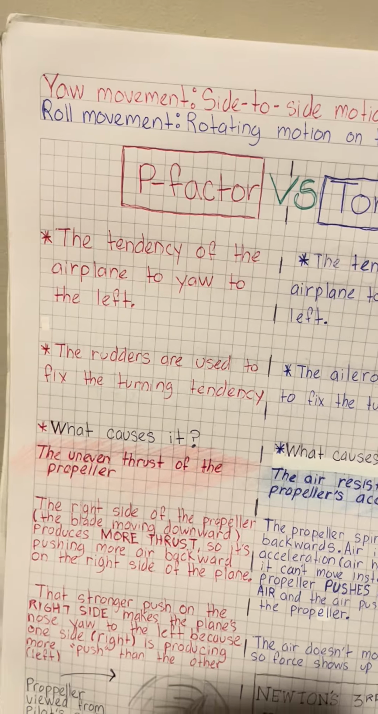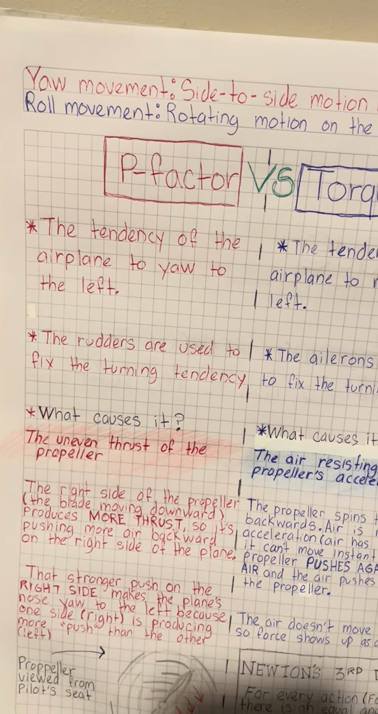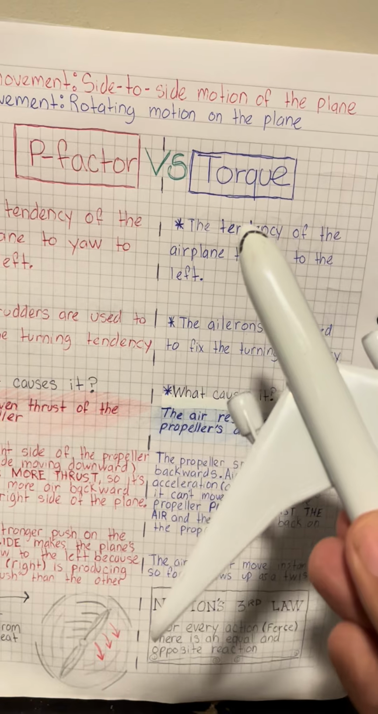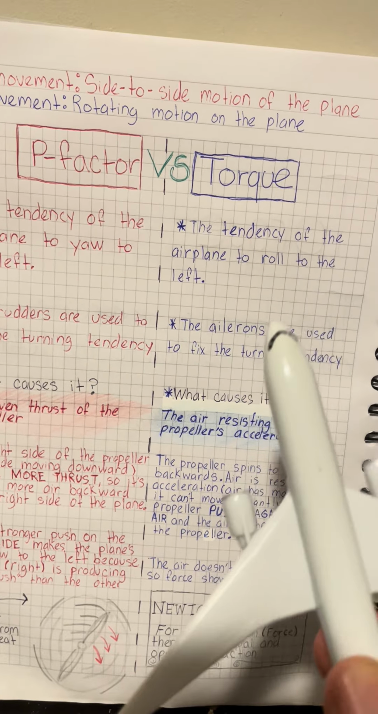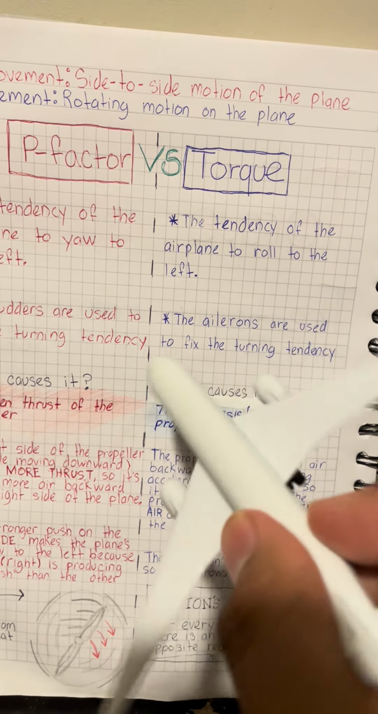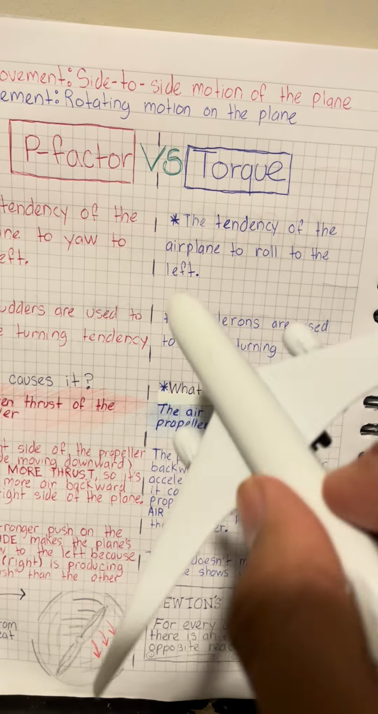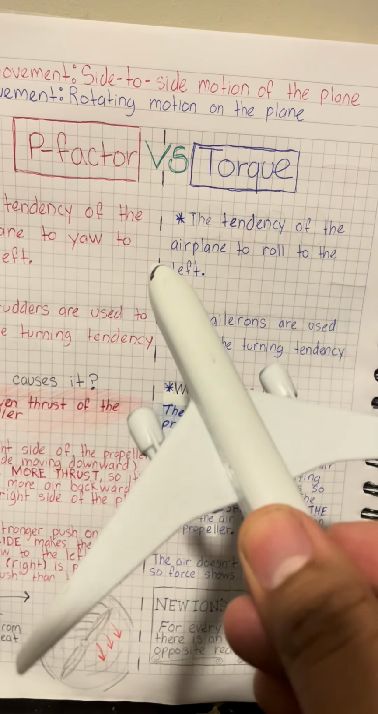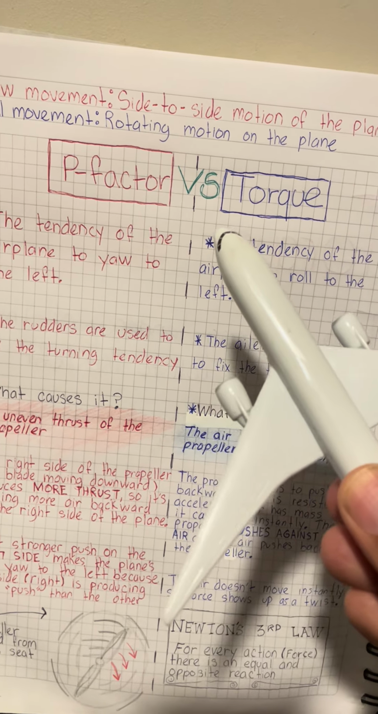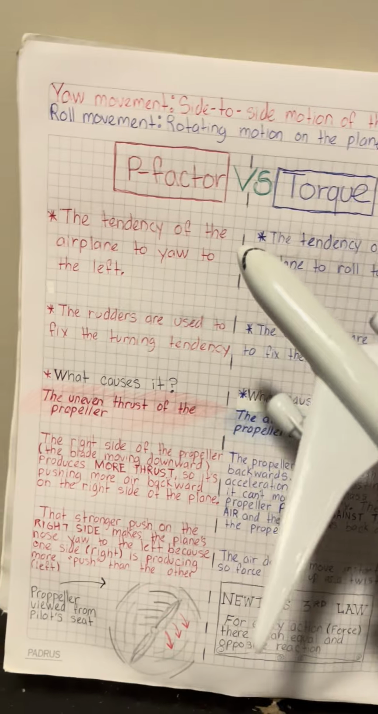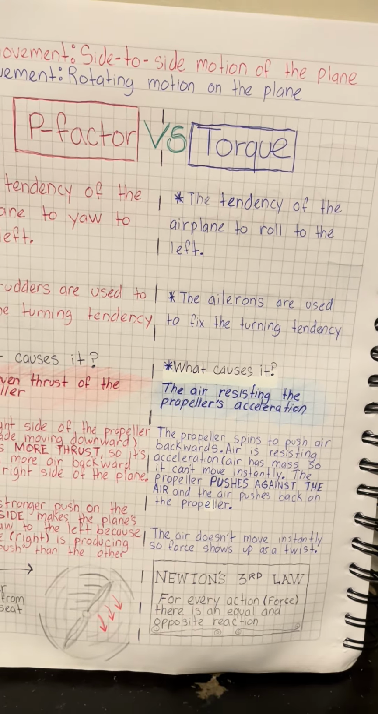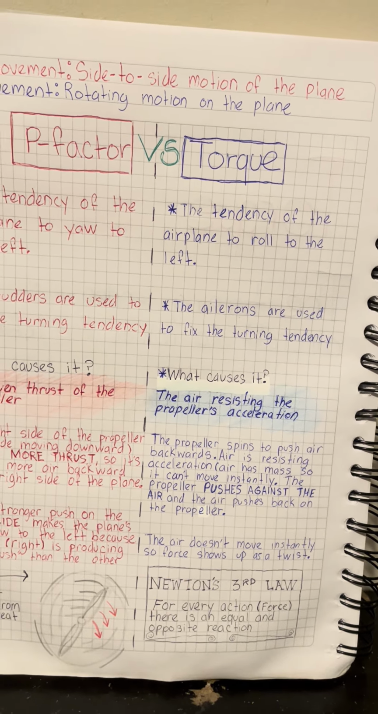And P factor is the tendency of the airplane to yaw to the left. So in this case, the plane is trying to move in the same direction, the left, but it's not rolling. The wings are not moving sideways. It's just up and down. So yaw is pretty much the nose wanting to go to the left. Torque is the tendency of the airplane to roll to the left.